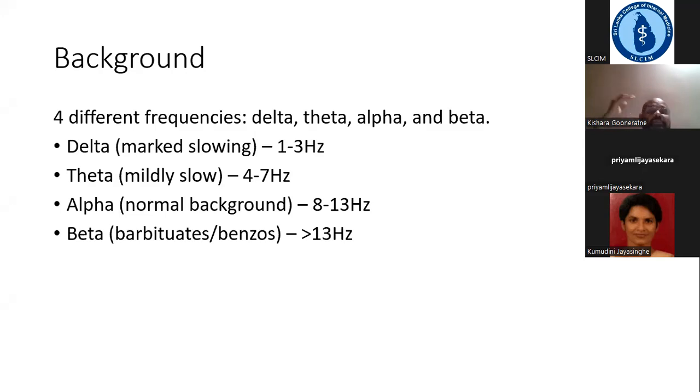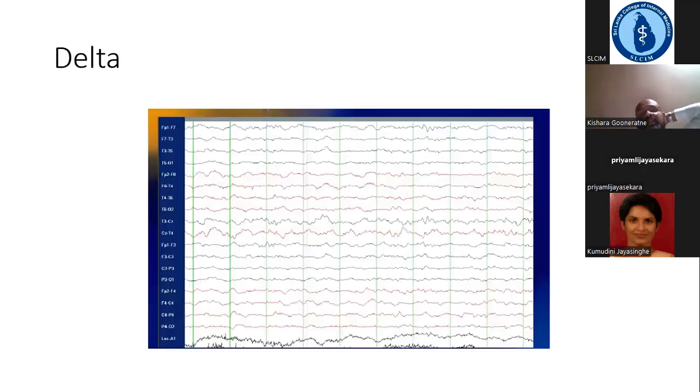So you have delta, which is generally less than 4 Hertz, or 4 waves per second. And then theta is where there is mild slowing, which is between 4 and 7 Hertz, or 4 to 7 waves per second. And then we have the alpha, which is between 8 and 13 Hertz, and then of course the beta frequencies, which are greater than 13 Hertz.